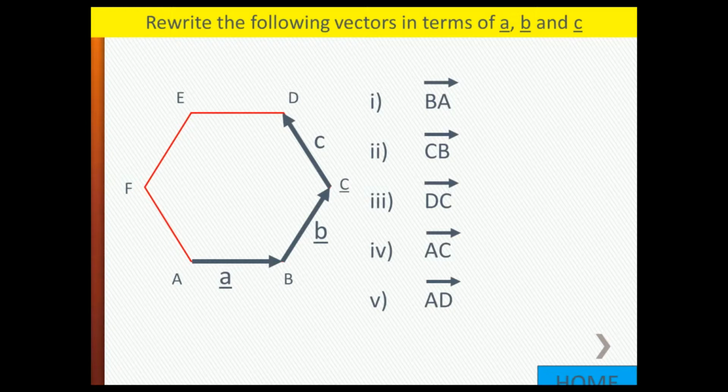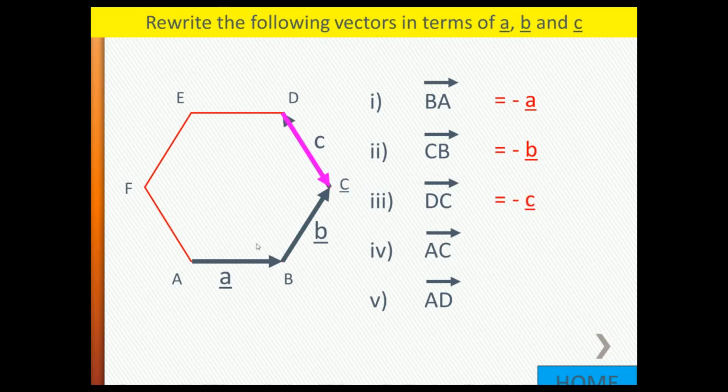Okay, so we're going to rewrite the following vectors in terms of a, b, and c, and we'll have a lovely labelled diagram here of a representing A to B, b being B to C, and c being C to D. If we want to describe BA in vector terms, well, it's this bit here. We are going against the direction of that vector, so it is going back that way, and it's minus a. Similarly, CB is going against the vector b, so it's going that direction, and it's minus b. Similarly, DC is going back that direction against the c vector, so it's minus c.